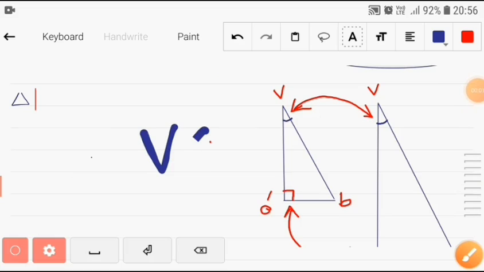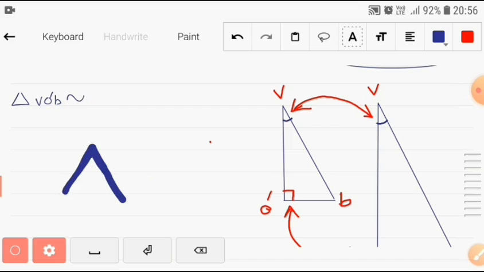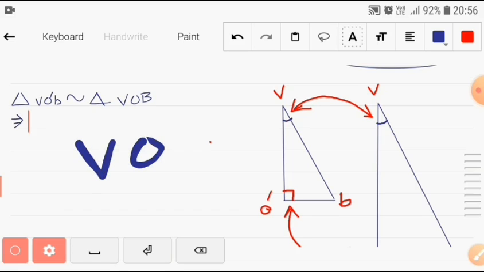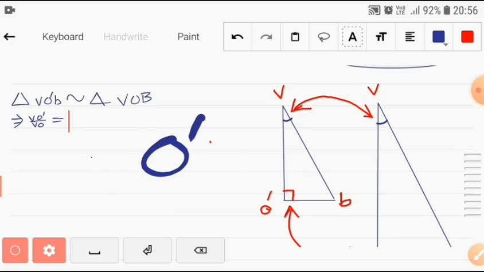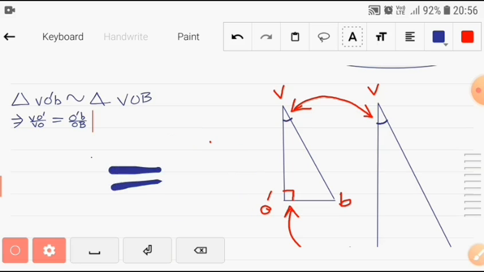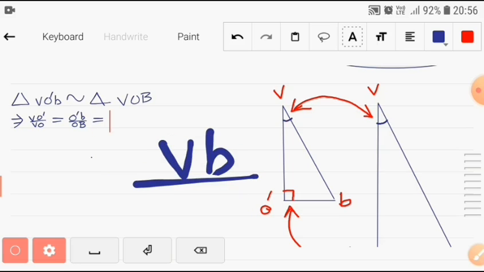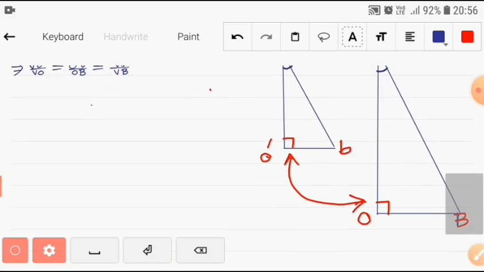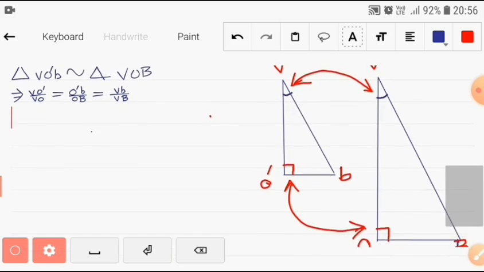Triangle VO complement B is similar to triangle VOB. This means the ratio of their corresponding sides will be equal. Okay, this means VO complement by VO will be equal to O complement B by OB is equal to V complement B by VB. Next, now we will put their values.